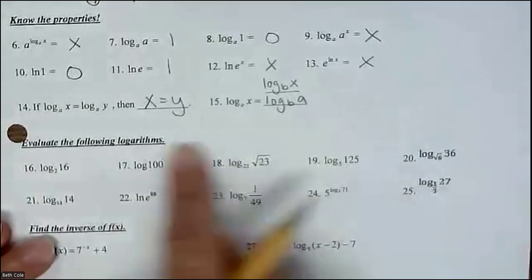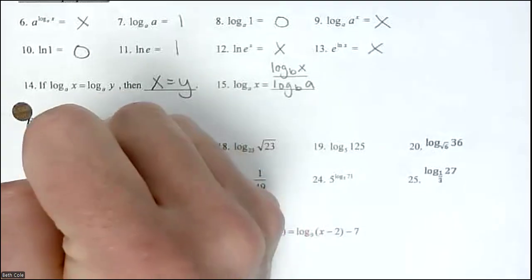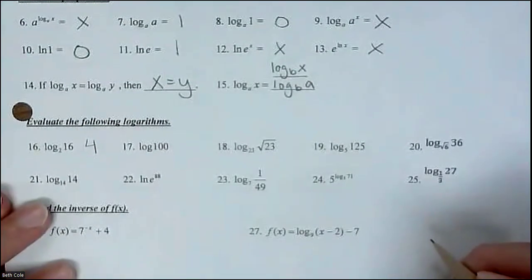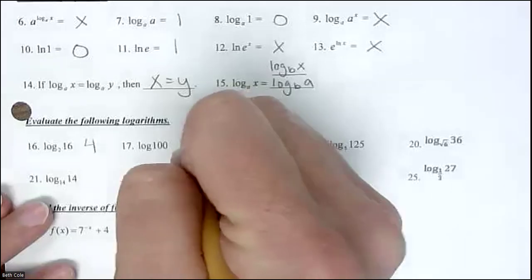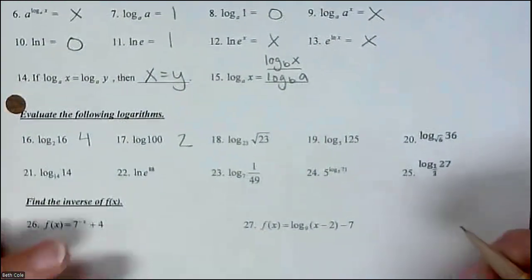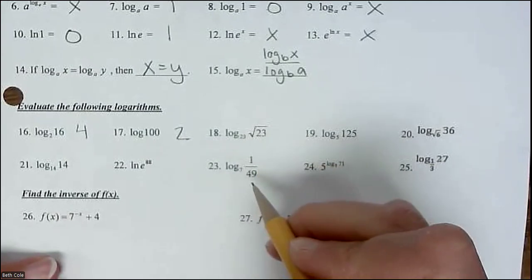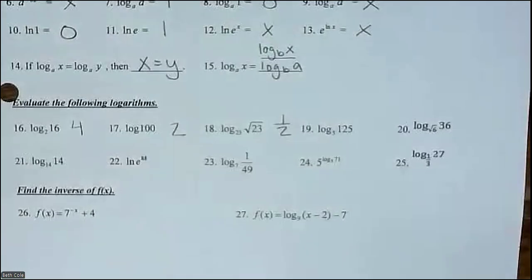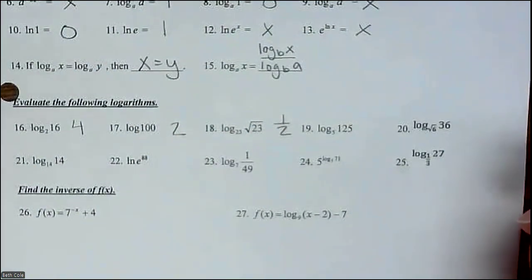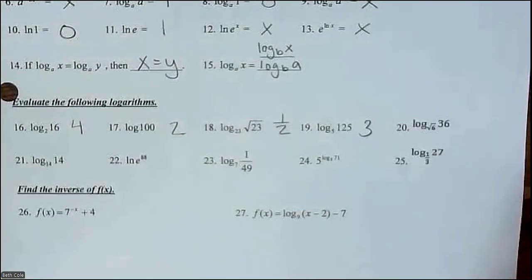All right, this section is like your Quizlet game. What do you think about this? 4. Cool. Now this is 10 to what power is 100? 2, and you can just count the zeros is what's going on there. This is 23 to what power is square root of 23? Basically, it's what exponent means a square root, and that's 1/2. Good. 1/3 is the cube root. This one would be 3.